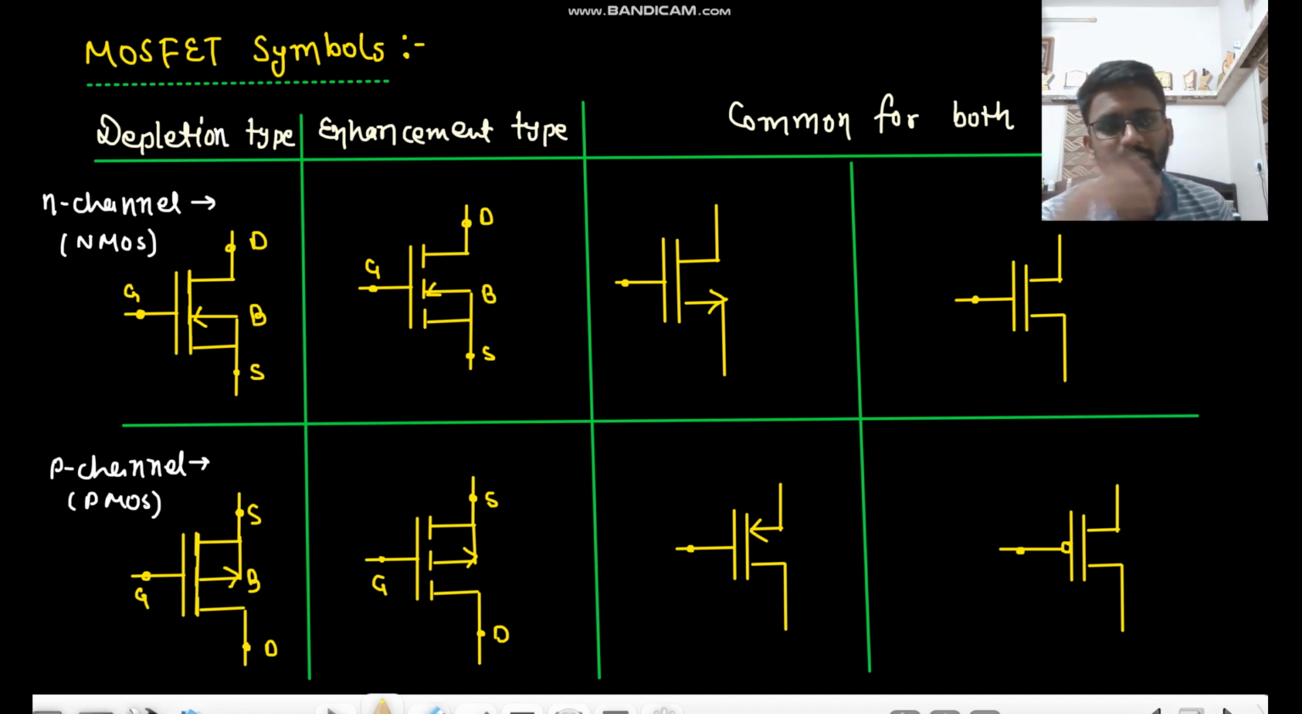Why solid? Because the channel is already present. If the channel is already present, it would be a solid line, and if the channel is not present, it would be a dashed line. Here we made the channel ourselves by applying potential. So here we have a dashed line, and here a solid line. That's how you can differentiate between depletion and enhancement. Now this is commonly used.